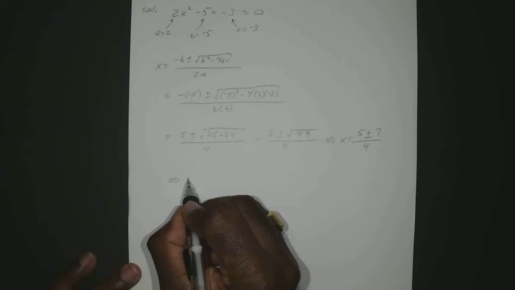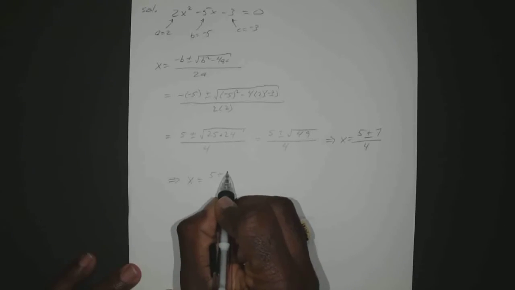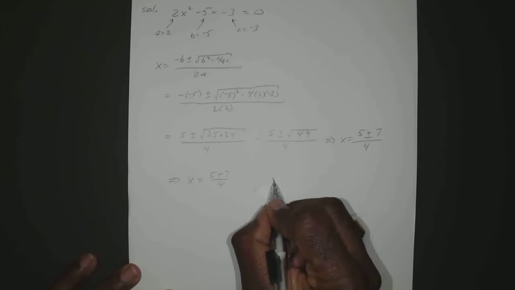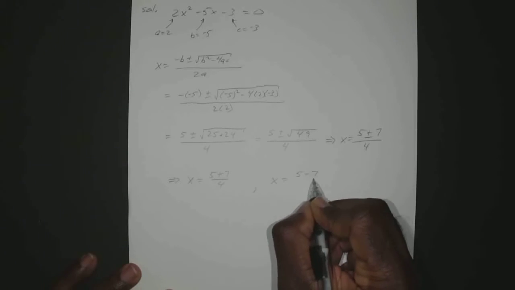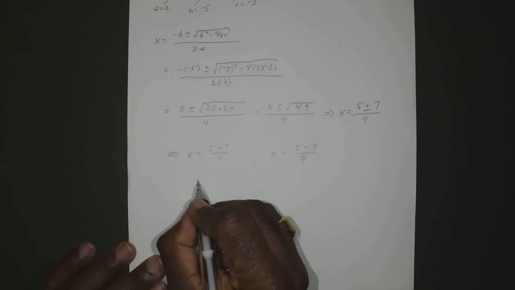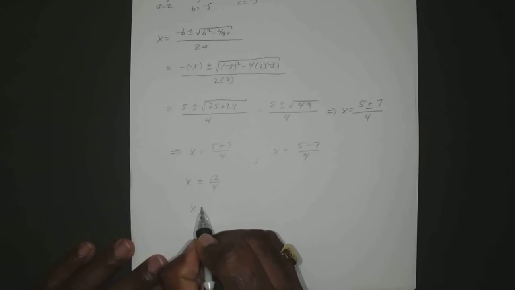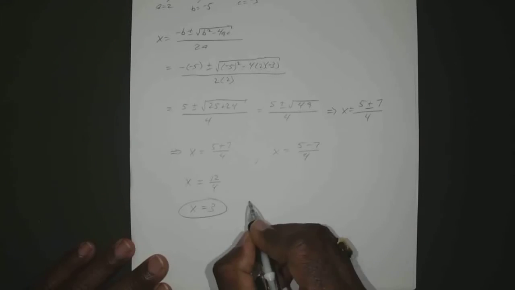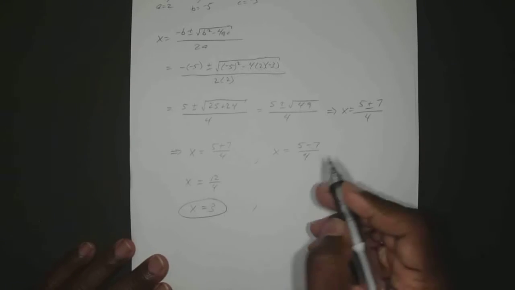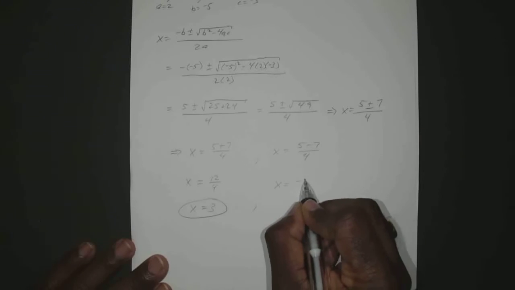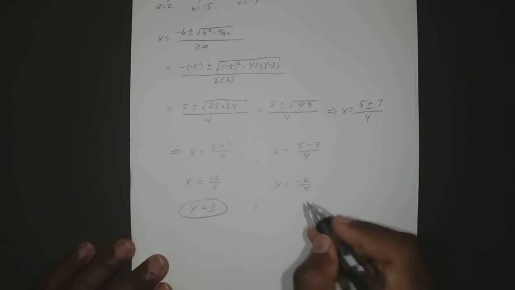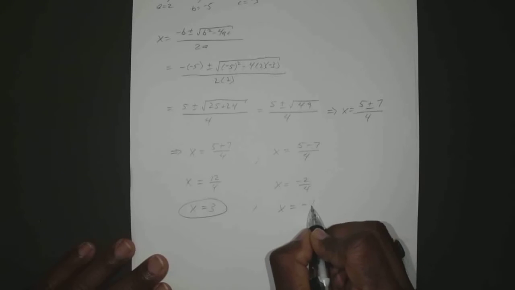Okay, so we can just separate them. So x can equal 5 plus 7 over 4, or x can equal 5 minus 7 over 4. Okay, so 5 plus 7 over 4 is 12 over 4, so x can equal 3, or 5 minus 7 over 4, that's negative 2 over 4, so x can equal negative 1/2.